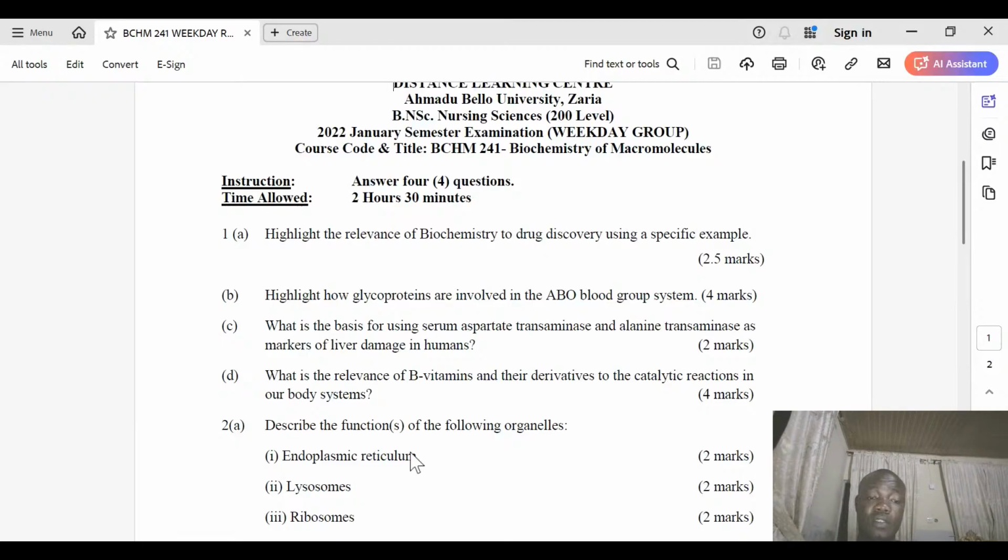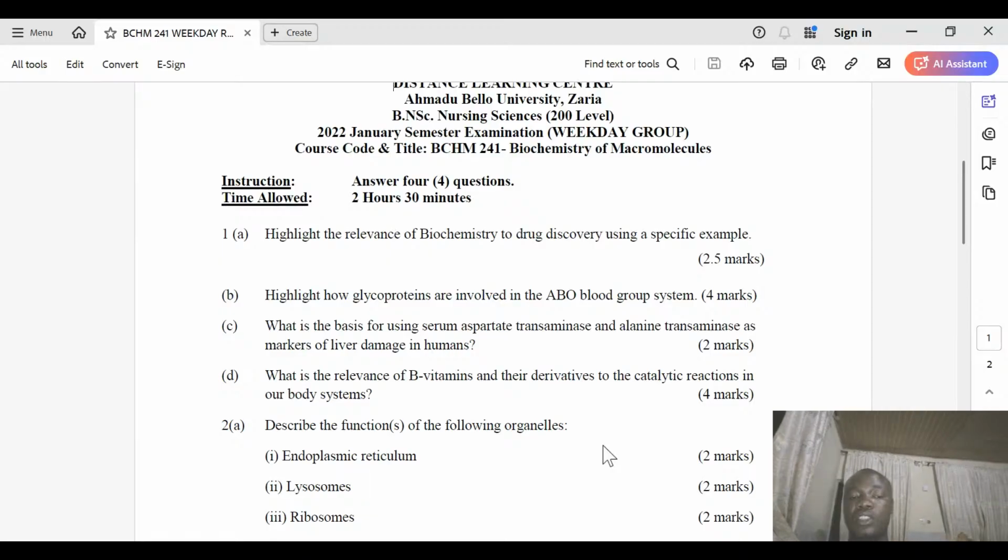So that is the functions of lysosomes. And then the next one is ribosomes. Yes, ribosome is involved in protein synthesis. Excellent. When the ribosome synthesizes protein, the rough endoplasmic reticulum will then package it, transport it and even modify it. That is the function of the endoplasmic reticulum.